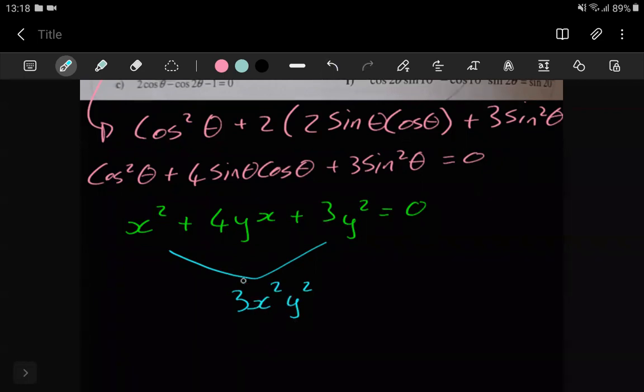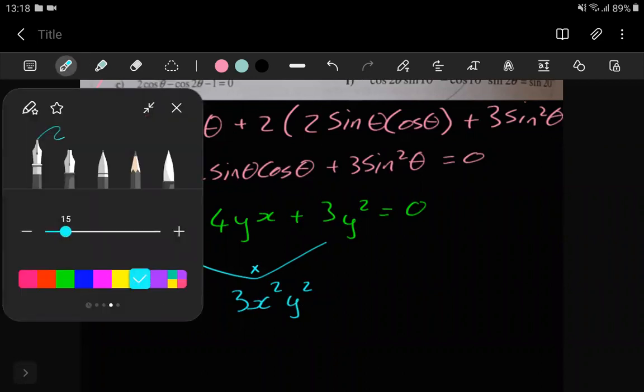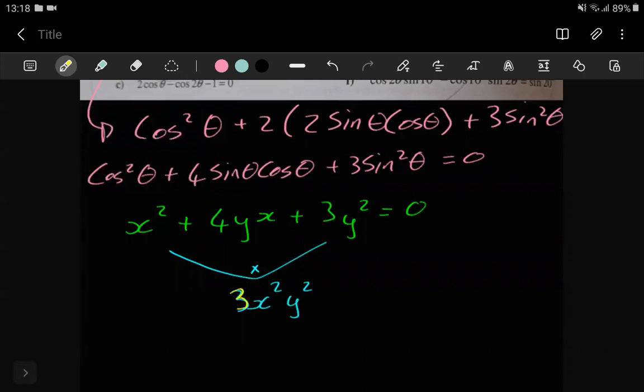Now, with this 3x squared y squared, you want to get factors of 3 that can give you a 4. Factors of 3 that can give you a 4 are basically going to be 3 and 1. To get a 4, you would say a positive 3 plus a 1. So 4yx, you would get from 3yx plus 1yx.